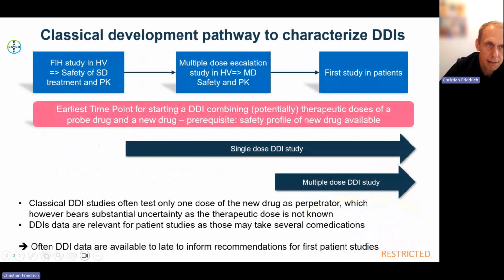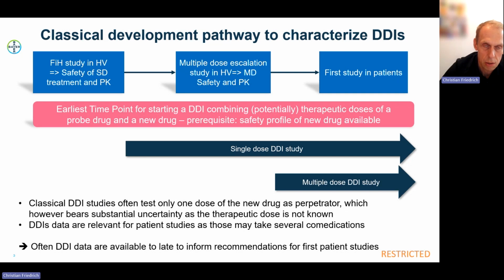The classical development pathway is that first we would do a first-in-human study in healthy volunteers, which looks into the safety of a single-dose treatment and the pharmacokinetics of a new compound. That is followed by a multiple-dose escalation study, again in healthy volunteers, again with safety and PK being the objective, and then we would enter the first patient study. That's the classical development pathway.